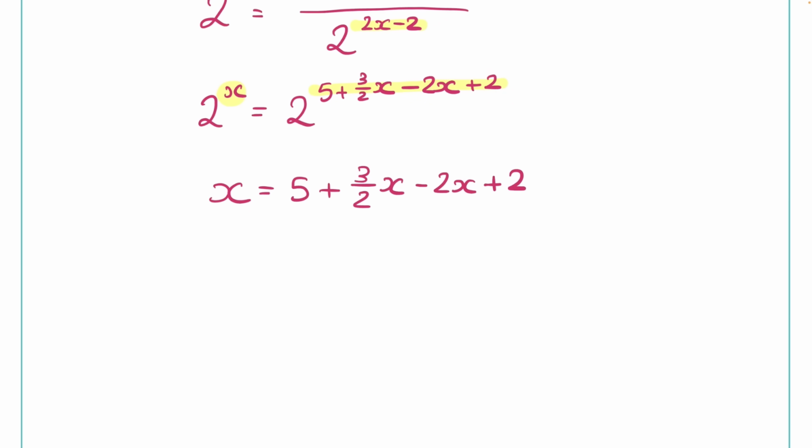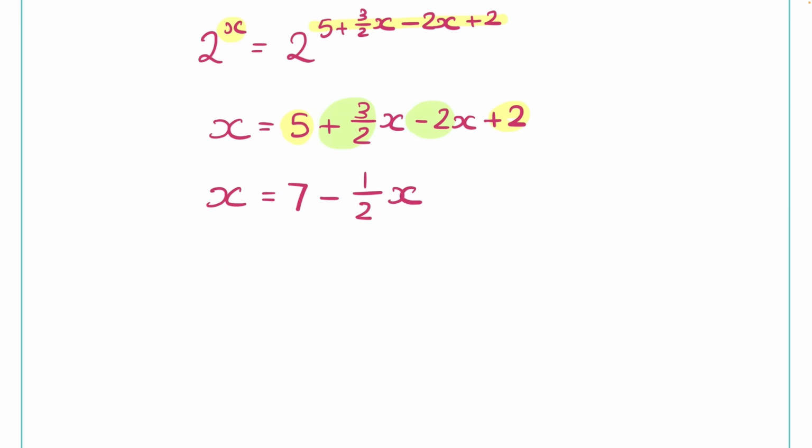Now we do need to simplify and solve this, so let's add some of these pieces together. We have 5 add 2, which is 7, if we collect the numbers. So x equals 7, and we have plus 1.5x minus 2x. You can do that on a calculator, but 1.5 take away 2 is minus a half, so we get minus a half x. Okay, so we're very, very close to solving this.